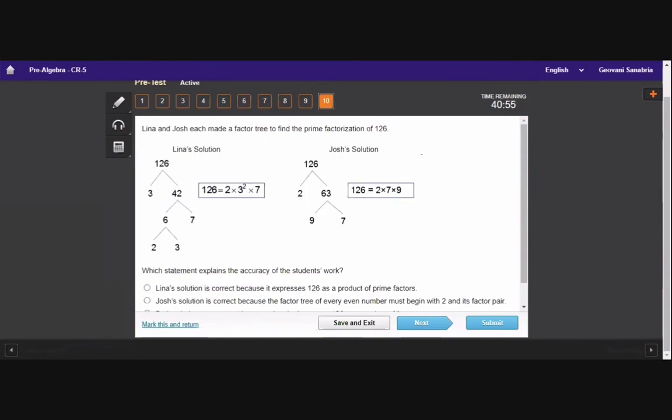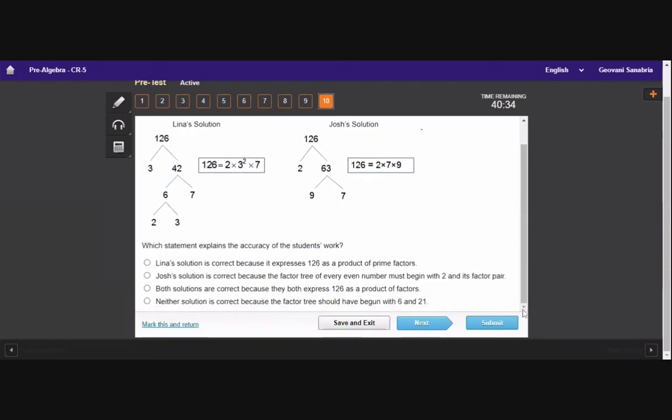This one you can see now. Each made a factor tree to find the prime factorization of 126. Okay. Which statement explains the accuracy of the student's work? Well, first of all, on the right side, you see how it's 2 times 7 times 9?